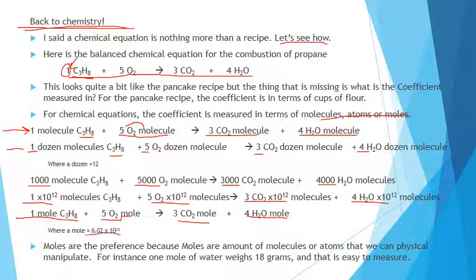Where a mole is 6.02 times 10 to the 23rd. Just to let you know, we really won't be using this number again in the class. It was just used for the problem set that we just got done with. Moles are preferred because a mole is an amount of molecules or atoms that we can physically manipulate. For instance, 1 mole of water weighs 18 grams. And I can easily measure that out. I have a scale that can measure out grams. So moles are preferred to use in our recipes.